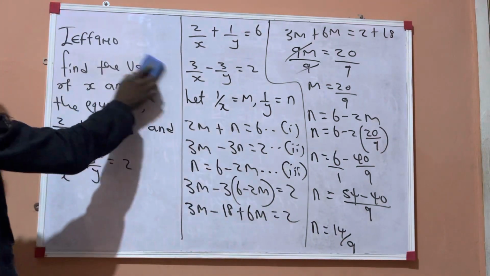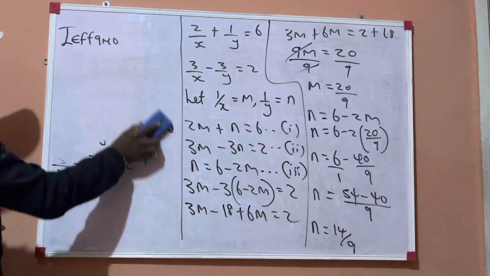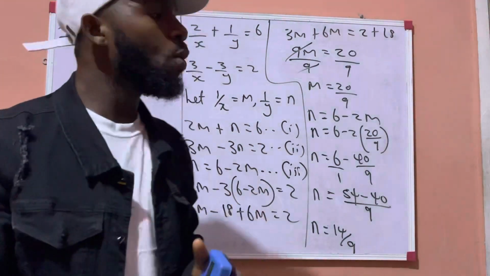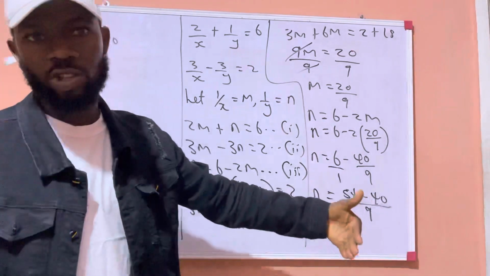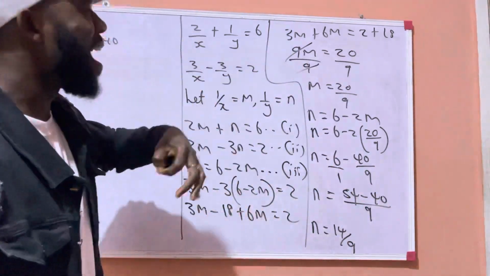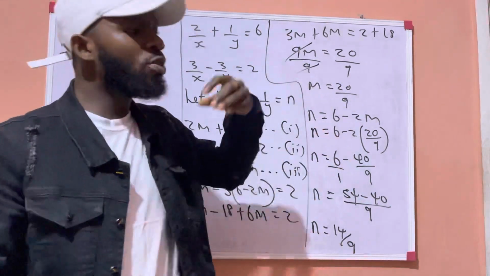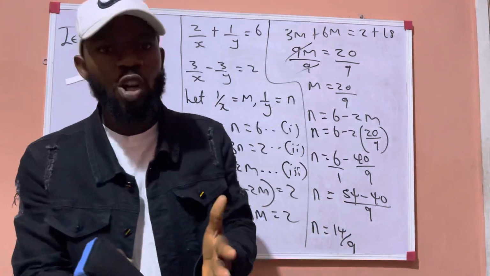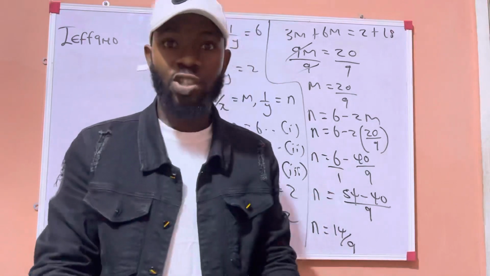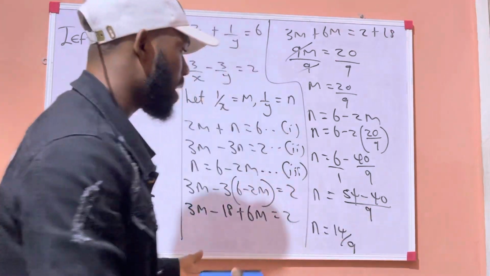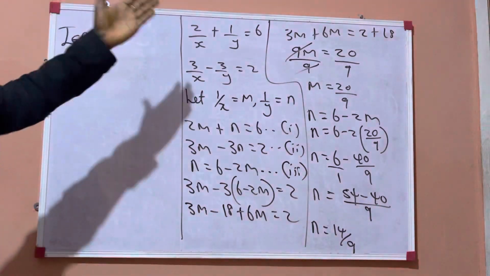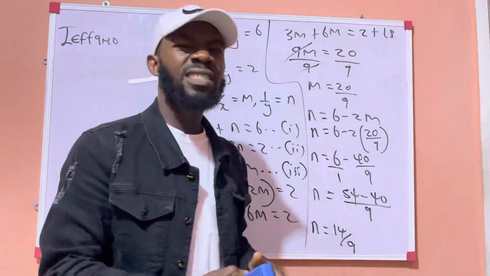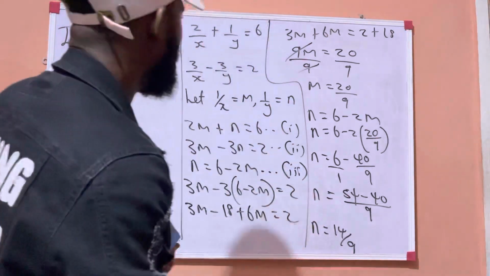Okay, now mind you, the question did not say we should find the value of m and n. No, we were the one that introduced m and n into the question. The question said we should find x and y. Now, before you can find x and y, you must solve for the variables that you introduced into the question, which we said is m and n. So now that I've gotten m and that I've gotten n, what's the next thing that we're going to look for now? It is the values for x and y. Now, how can you get x and y?